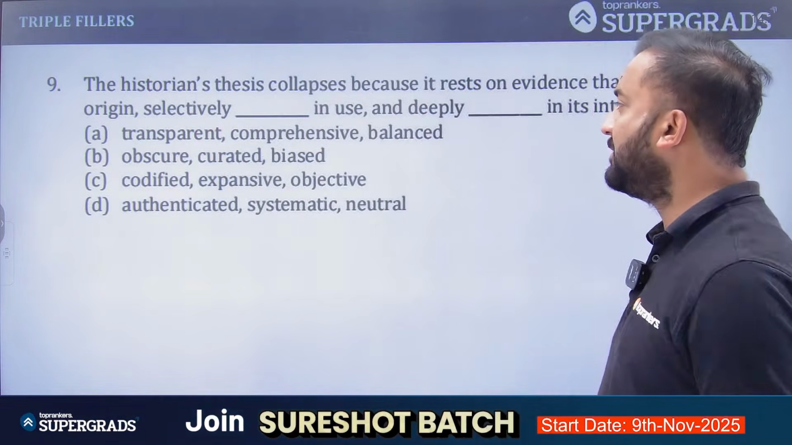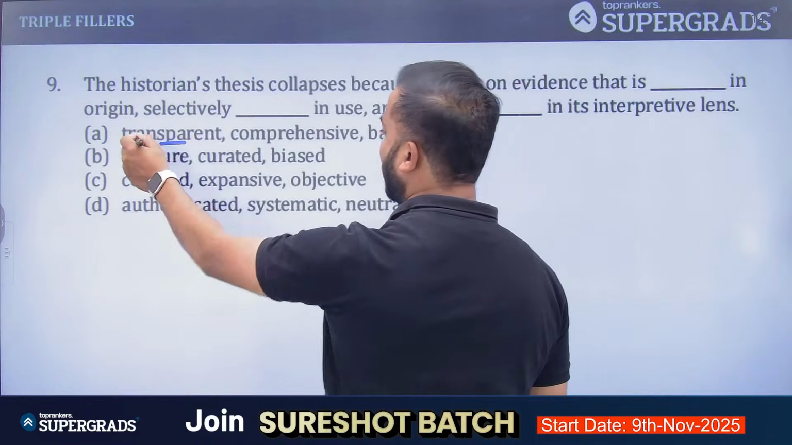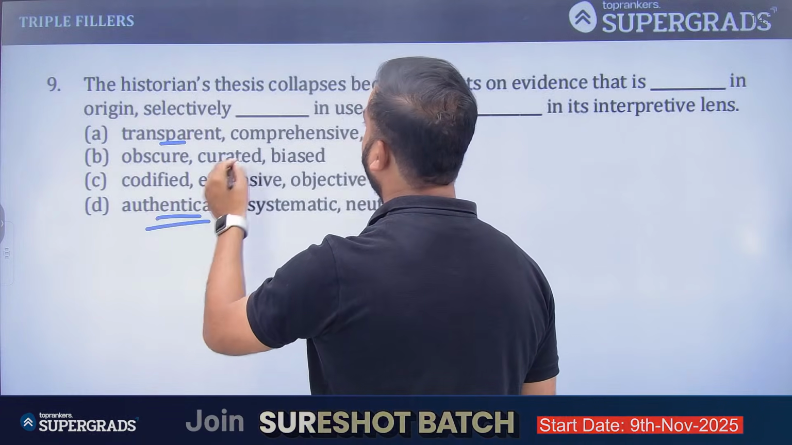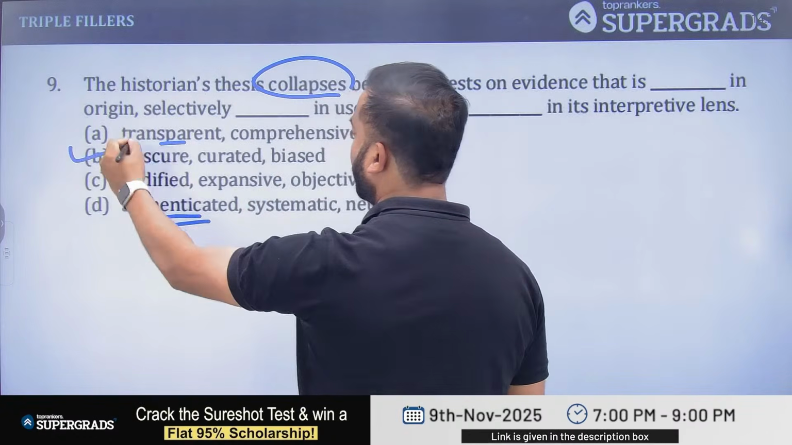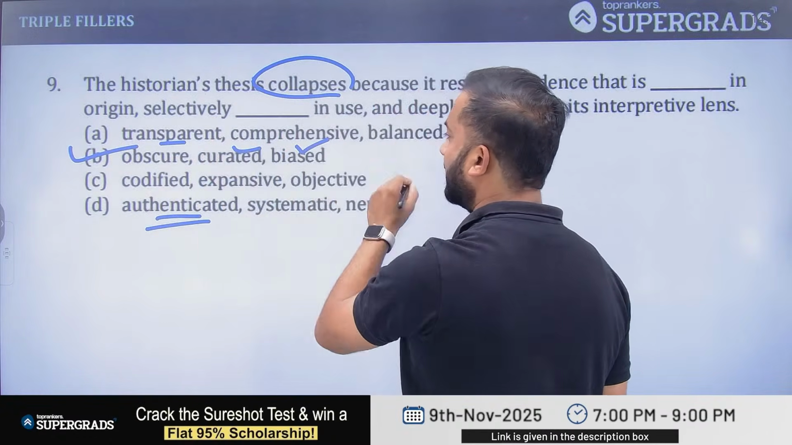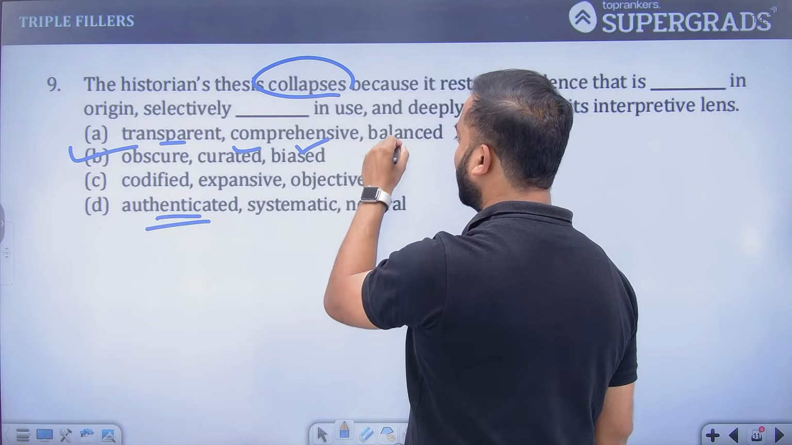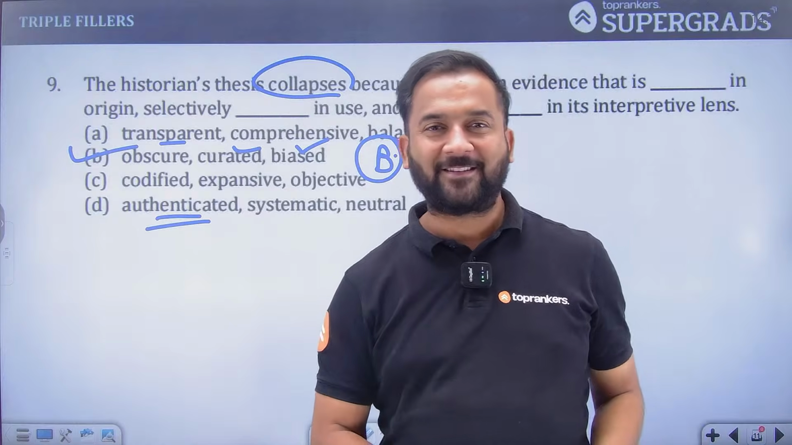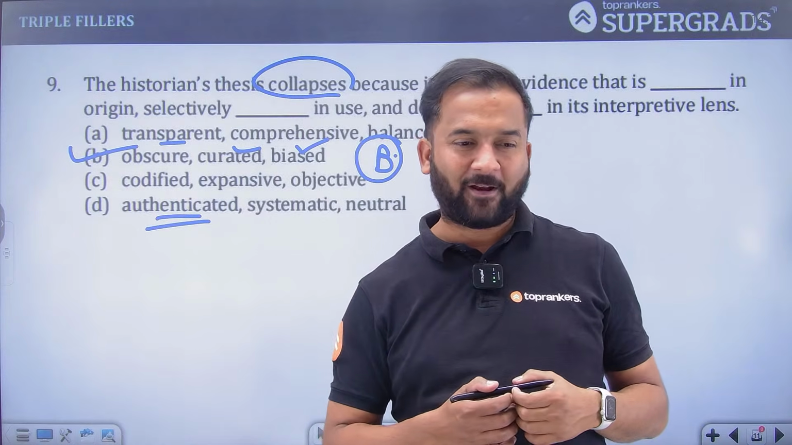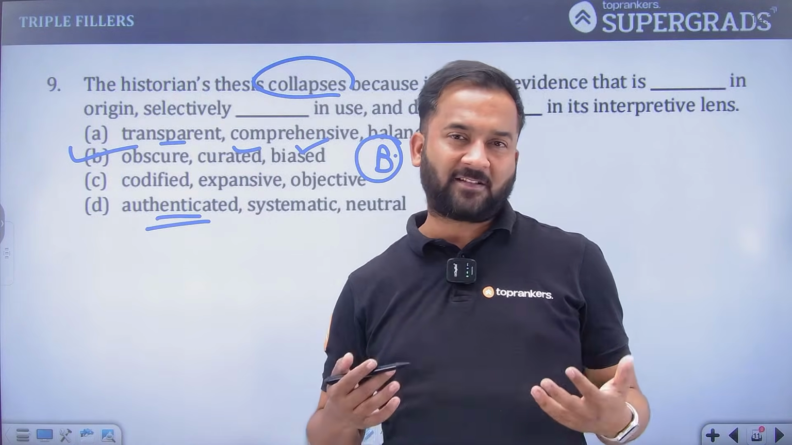So had the evidence been transparent, had it been authenticated, the thesis would not have collapsed. It collapsed because the evidence was obscure, curated and biased. Again, students, I wonder what is wrong, because almost all the questions are having the answer B. And that is how you would answer this.